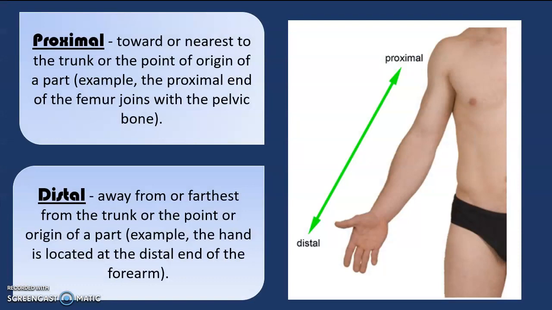Proximal and distal. Proximal meaning towards or nearest to the trunk or the point of origin of a part. Example, the proximal end of the femur joins with the pelvic bone. Distal, away from or farthest from the trunk or the point of origin of a part. Example, the hand is located at the distal end of the forearm.